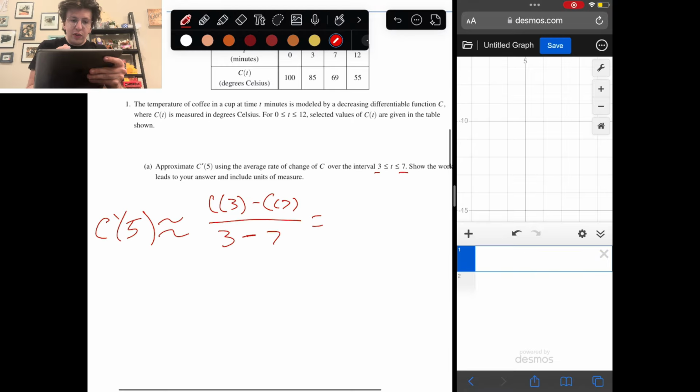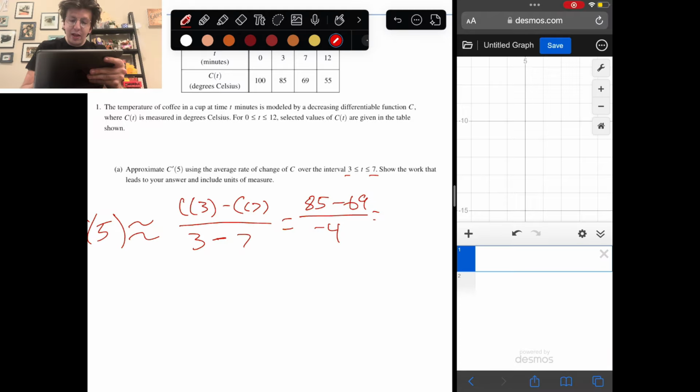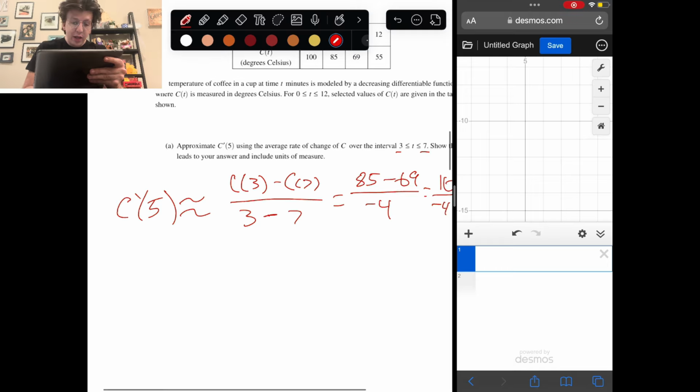All right, so let's figure out what is C of 3, what is C of 7. C of 3 is 85, so we got 85 here, minus 69, all over negative 4. 85 minus 69, I believe that is 16, so that will be 16 over negative 4, which is equivalent to negative 4. Now, this is approximately negative 4, and let's put our units here.